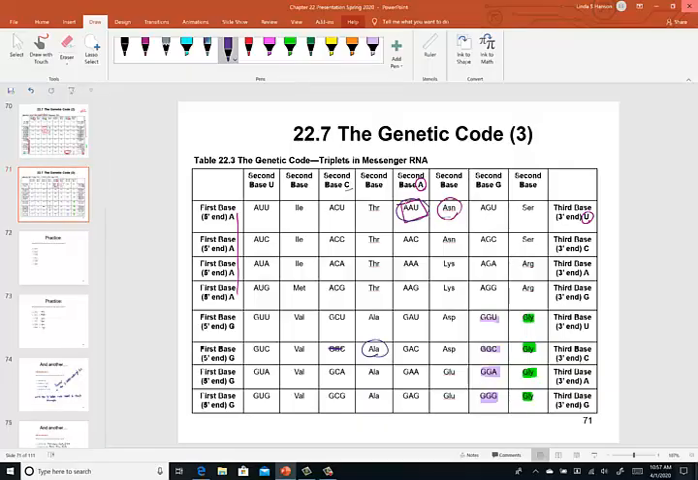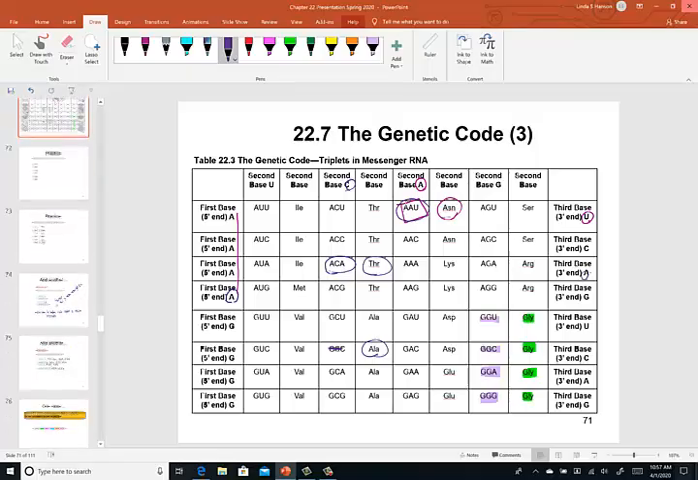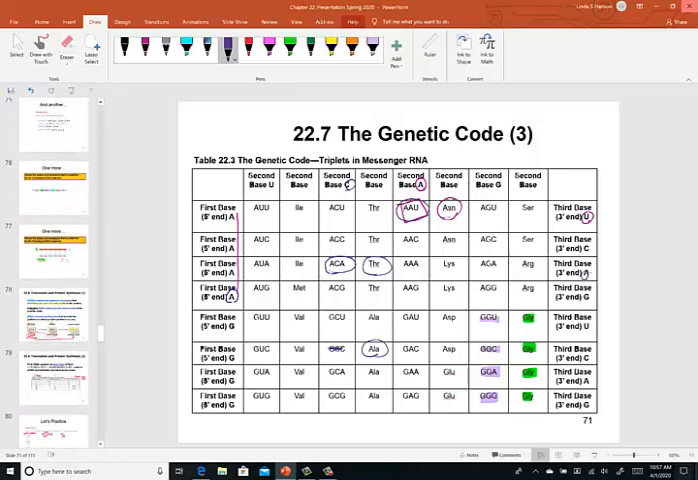Here's the second letter, C, A, C, A. Right here, ACA, here it is. And that's going to code for THR. Threonine is the name of that amino acid, THR.